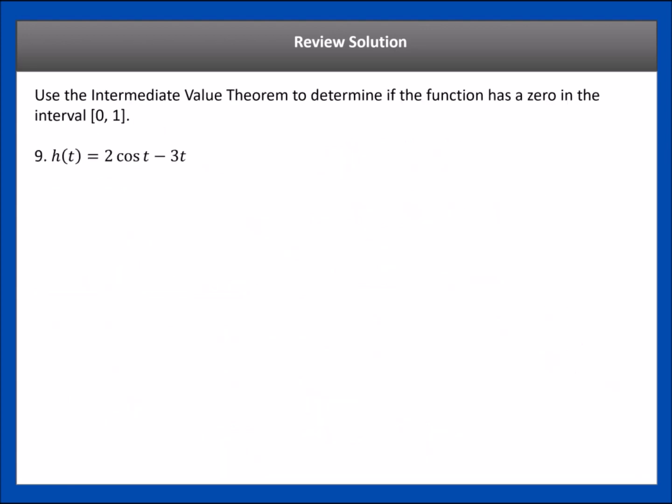All right, so use the intermediate value theorem to determine if the function has a 0 in the interval 0 to 1. Okay, so this is my A and this is my B. We want to plug in f of A and f of B. In this case, h of A, h of B. So h of A is h of 0. So we got 2 cosine of 0 minus 3 times 0. Cosine of 0 is 1. So 2 times 1 is 2. 3 times 0 is 0. So we have the value 2.